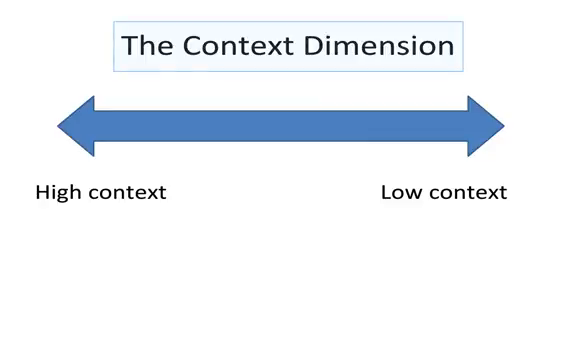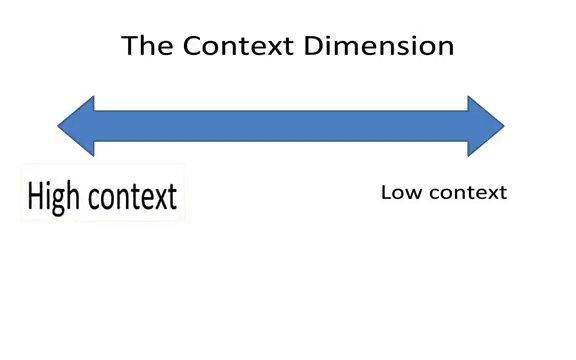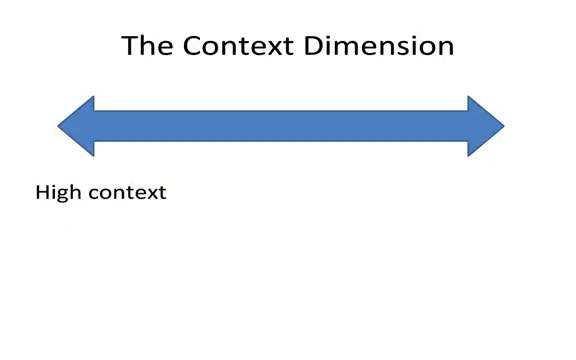The second dimension we're going to look at is the context dimension. Most tasks also fall somewhere along the line in this continuum between high and low context. High context tasks are those where you have a lot of background knowledge and support for your work. Low context tasks are more complex because you are working in an unfamiliar context and have no support.